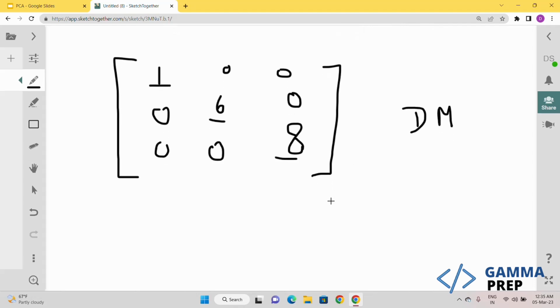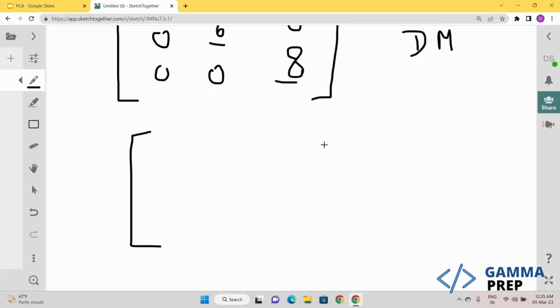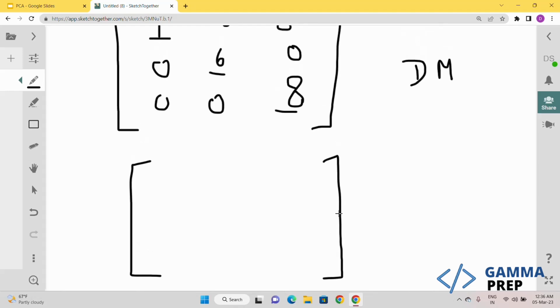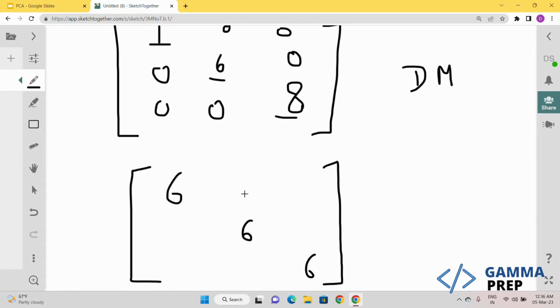Moving on to the next matrix, which is called a scalar matrix. A scalar matrix is the one in which the diagonal elements are equal. So it's a diagonal matrix in which the primary diagonal elements are equal. For example, 6, 6, 6. It is a diagonal matrix, right? In which only the primary diagonal elements are non-zero. But here, all of these primary diagonal elements are equal. Again, all the diagonal matrices are not scalar matrices, but all scalar matrices are diagonal matrices.